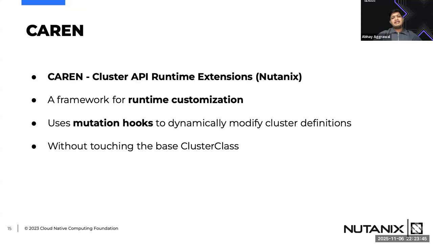Let's take an example, dynamic network configuration. Suppose an organization wants to inject specific network proxy settings only for clusters deployed in certain regions. Instead of modifying the base ClusterClass for all regions, a CAREN mutation hook can detect the cluster location and inject the necessary proxy environment variables dynamically into machine templates. Runtime version overrides: during cluster upgrades, CAREN hooks can dynamically modify the Kubernetes version field per cluster or machine class without changing the core ClusterClass. This allows controlled experimental rollout of new versions in select clusters.